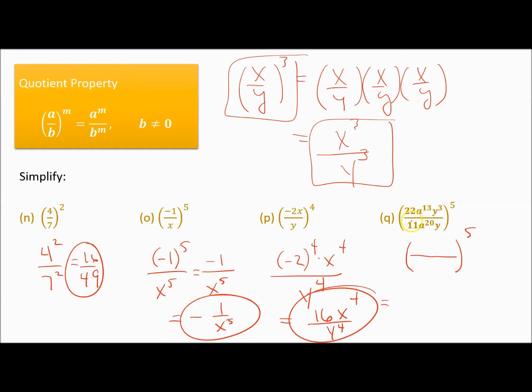Now look, y'all know 22 divided by 11 is 2. That leaves a 1 in the bottom I'm not going to write. A to the 13th over a to the 20th. The bigger exponent is in the denominator, which means my a's are going to remain in the denominator.